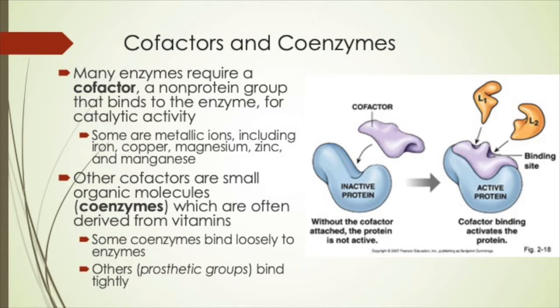Sometimes enzymes will need other factors, other things that help them do what they need to do. And these are called cofactors and coenzymes. So cofactors are non-protein groups that bind to the enzyme for catalytic activity. Some of these are metallic ions such as iron, copper, magnesium, zinc, manganese. Right? So these are just little ions or particles that can bind to the protein in order for it to do its job.